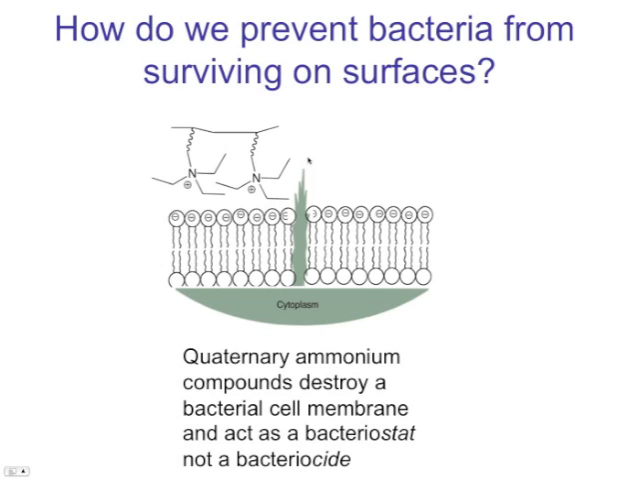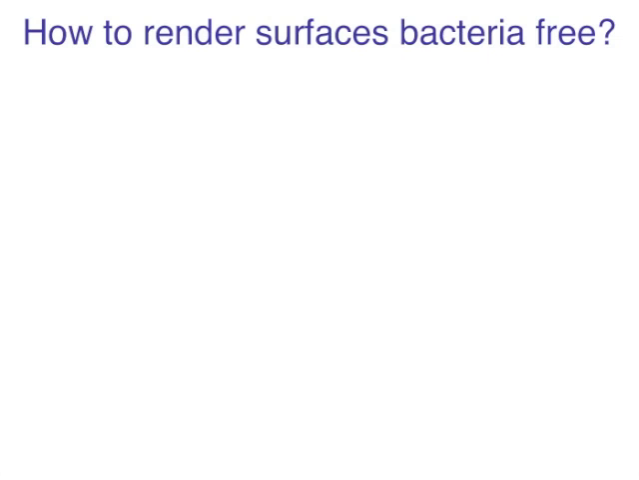A quat would act as a bacteriostat, not a bactericide. So we don't have to worry about antibiotic resistance, because it actually acts upon each individual cell. And bacteria can't become resistant to bacteriostats. So how could we put this quat on a surface which then would yield a bad surface for bacteria to grow on? How do we render surfaces bacteria-free?